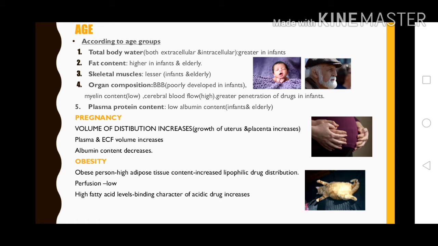Third is obesity. An obese person has high adipose tissue content, so there is an increase in lipophilic drug distribution while the perfusion is low. Therefore, it becomes difficult for penetration. And there are also high fatty acid levels, hence the binding character of acidic drugs increases.